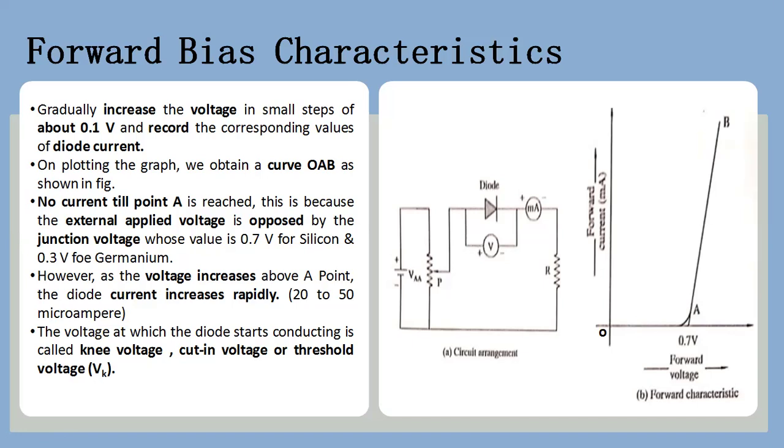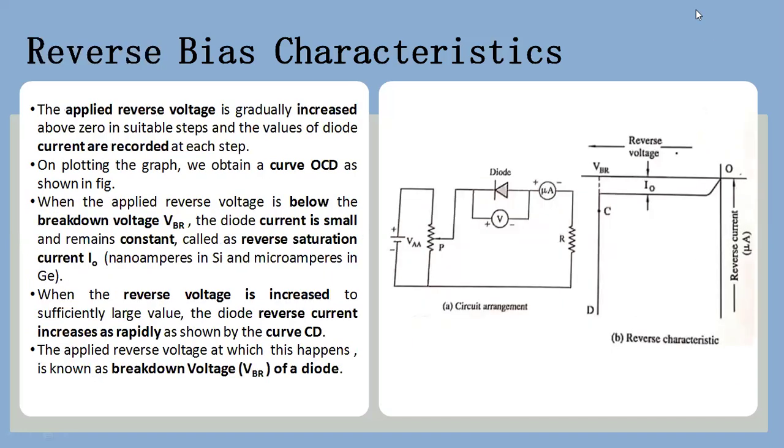Now, checking for the reverse bias characteristics. Here, initially we are connecting the circuit as shown in the diagram. That is, first we are connecting the diode in reverse bias. We are using a potentiometer to change the value of our reverse voltage. We are using an ammeter in series with the diode to measure the value of the current. And we have also connected a voltmeter across our diode.